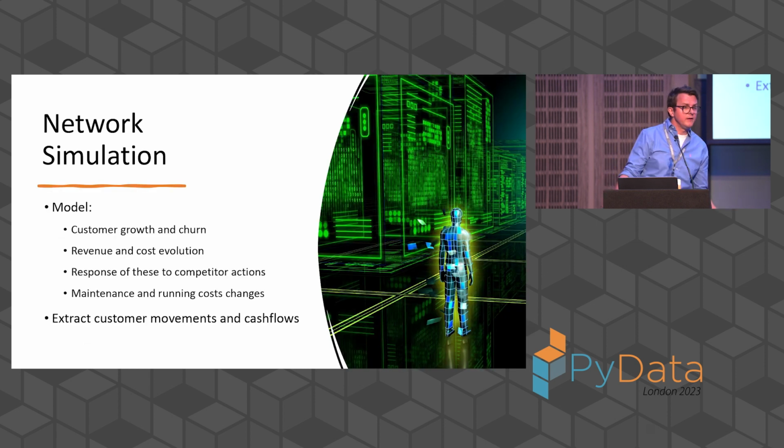And then in each of these, we need to model our customers, what they're doing, their numbers, how their numbers grow, how they churn, our revenue, our various costs from maintenance, investment, all sorts of things, the response of all of these to our competitor actions, how all this evolves, and then also maintenance and running costs of running a network like this, because that's quite expensive too. And then once we've done that, we can extract loads of useful information about how our customers move, what numbers are at different times in different scenarios, and loads of cash flows as well, which we can then use to help make our decisions and also share information with our stakeholders too.